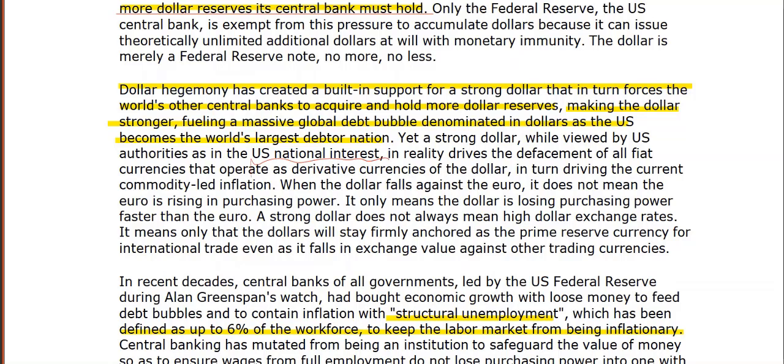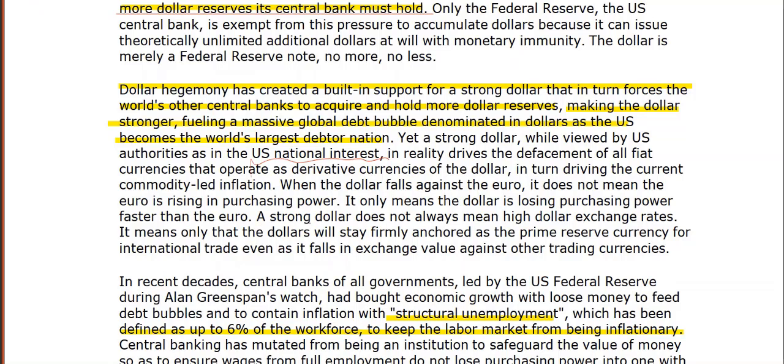Protect the dollar. In reality, it drives a defacement of all fiat currencies that operate as a derivative currency of the dollar, in turn driving the current commodity-led inflation. When the dollar falls against the euro, it does not mean the euro is rising in purchasing power. It only means that the dollar is losing purchasing power faster than the euro. A strong dollar does not always mean higher dollar exchange rates. It only means that the dollar will stay firmly anchored as the prime reserve currency.